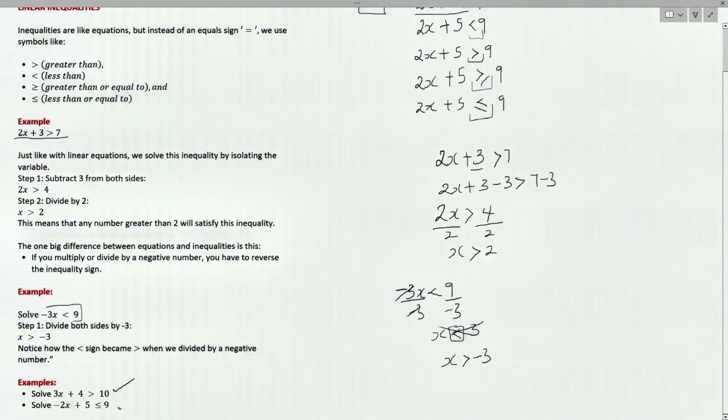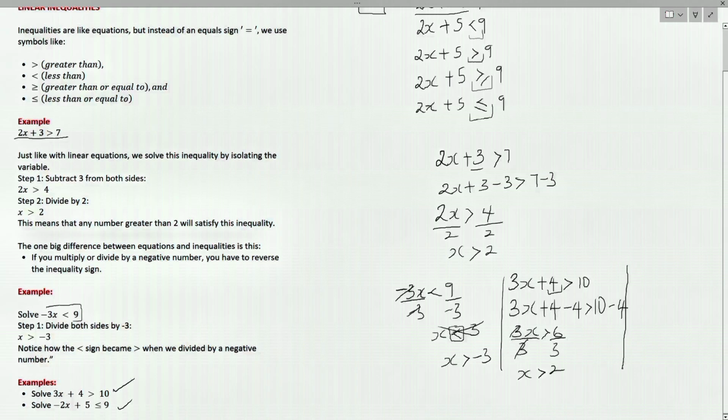There are two other examples we can solve. We have 3x plus 4 is greater than 10. Subtract the constant 4 from both sides. So 3x plus 4 minus 4 is greater than 10 minus 4. That's 3x plus 0, not important, so we cancel that out. It's greater than 10 minus 4, which is 6. To get the value of x, divide both sides by 3, just as we do in equations. And so x will be greater than 2.